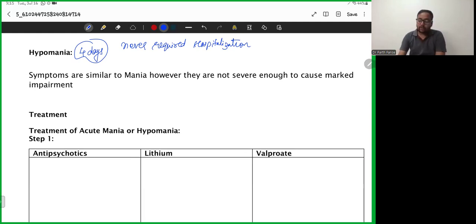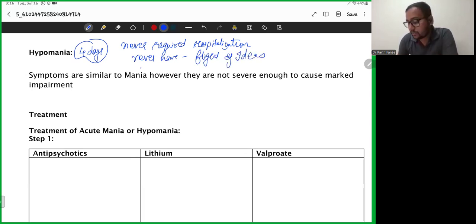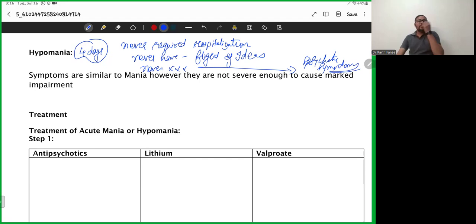They never have flight of ideas. And they never have psychotic symptoms. Okay, fine enough. So symptoms are similar to mania. However, they are not severe enough so that we can mark impairment. So they never require hospitalization, they never have flight of ideas, and they never have psychotic symptoms.